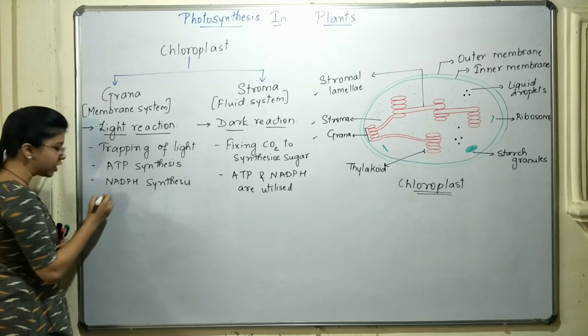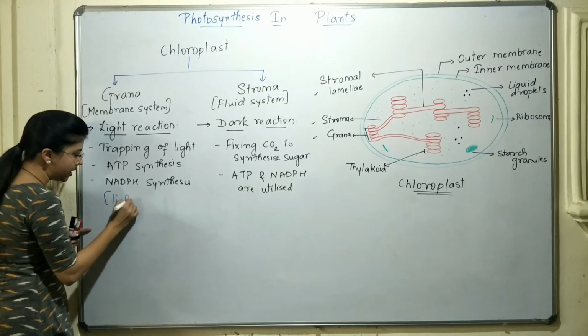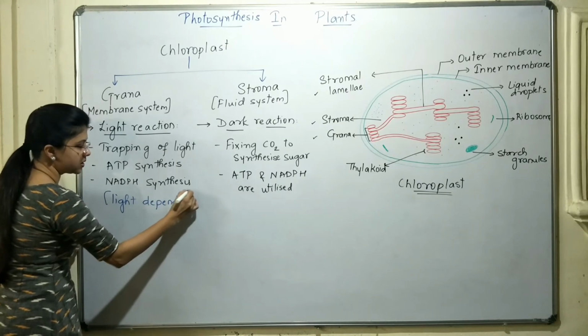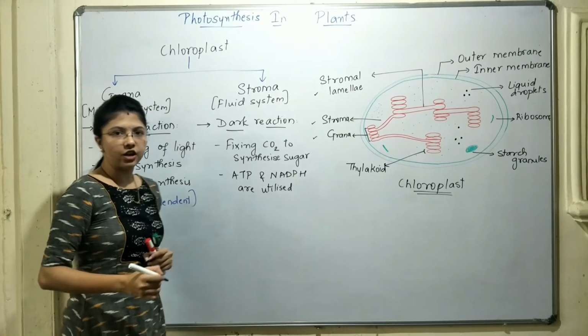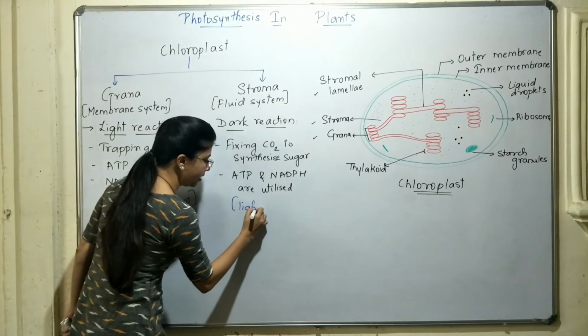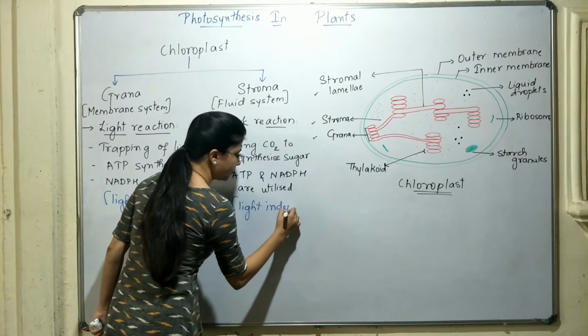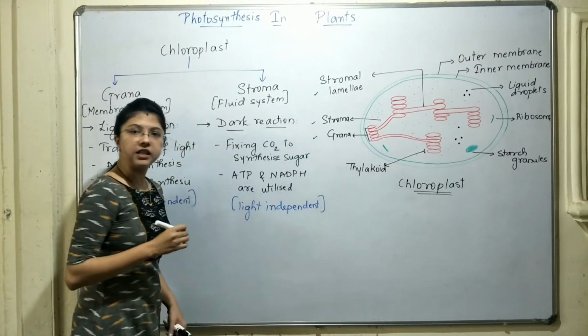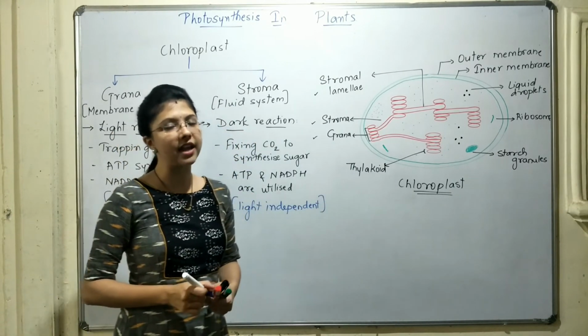Now, the reaction which takes place in the grana, or the membrane system, is called light reaction because it is light dependent. In absence of light, these reactions cannot take place. This reaction is called dark reaction because it is light independent. It can take place in the presence or absence of light, both.